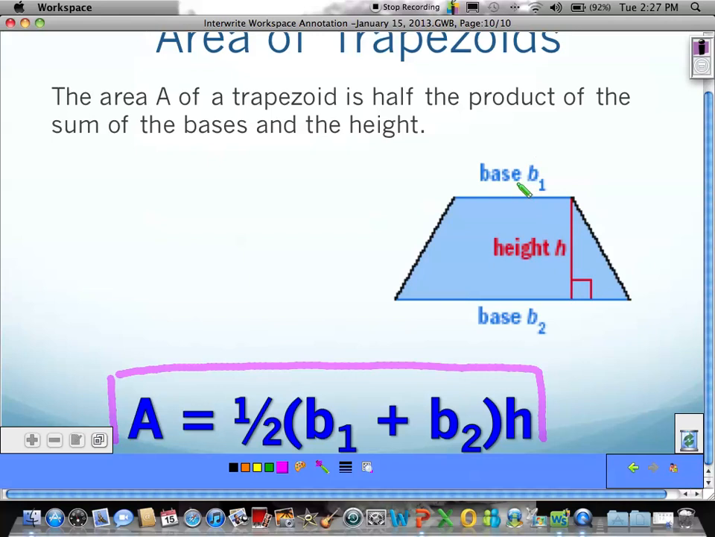Now, if you refer to our picture, this is base 1 and base 2. It doesn't really matter which one you put as base 1 and base 2, but just know that you are adding those two numbers together.